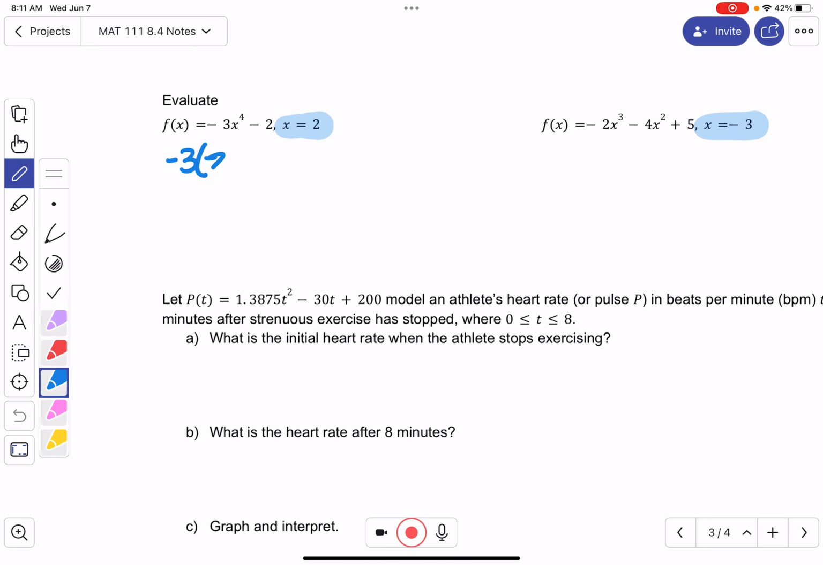If you plug 0 in for t, we're going to get 200. So right when they stop exercising, it's 200 beats per minute. What is the heart rate after 8 minutes? So now we're going to plug in 8 for the time, because that's how long we're talking. And if we plug that in the calculator, we get 48.8.